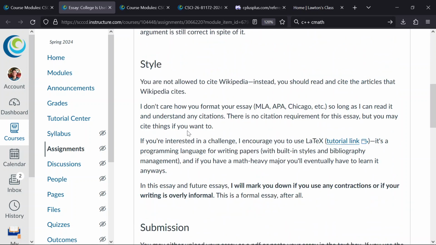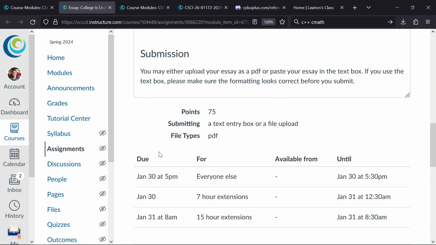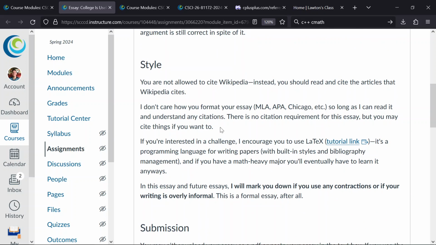Format should be something I can read; style I do not care too much about. You could do whatever you want to format your essay. You can submit it as a text entry or a file upload. If you want to be fancy, there is a programming language to write essays that all the cool kids use. It is called LaTeX. There is a tutorial on that. If you want to go crazy and learn that, go for it. But you can just write it however you normally write it.